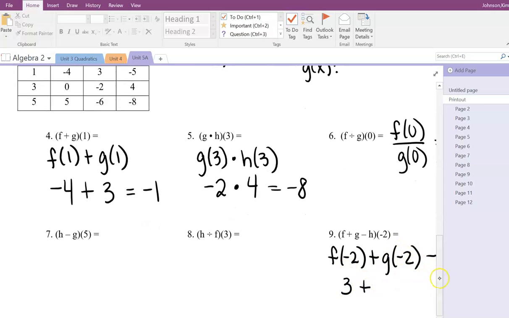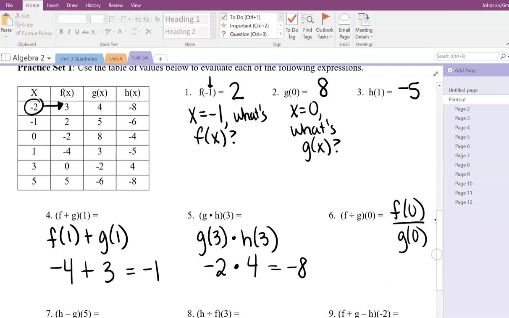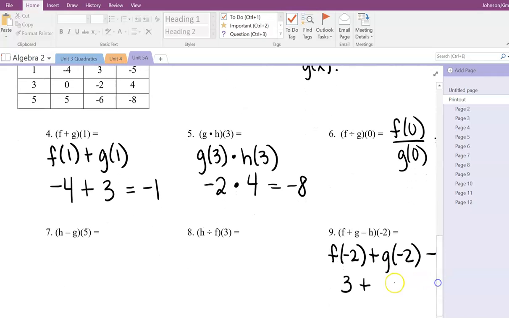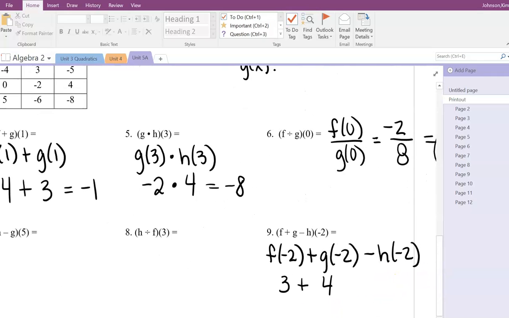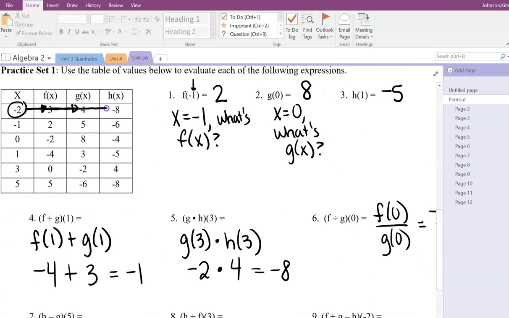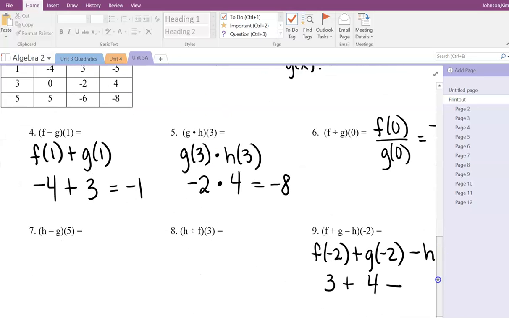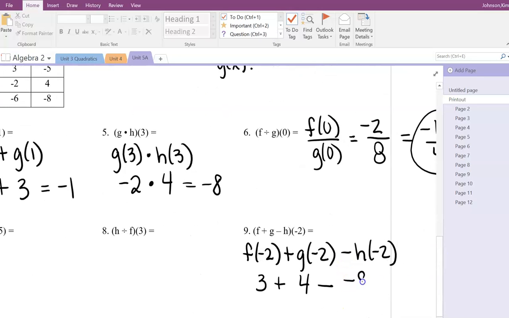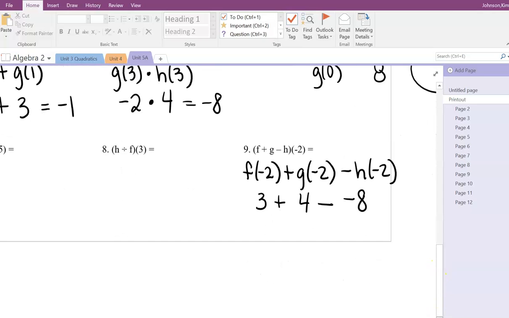Plus, now g of -2. So I want to go to the output for g, which is 4. So I'm going to add 4 to that. And then I want to subtract whatever h of -2 is. The output for h of -2 happens to be -8. So I'm subtracting a -8 here. Signs are really important. Make sure you're paying attention to those. So this is 3 plus 4 minus a -8, which is really like saying plus. Okay, so 7 plus 8, my final answer should be 15.